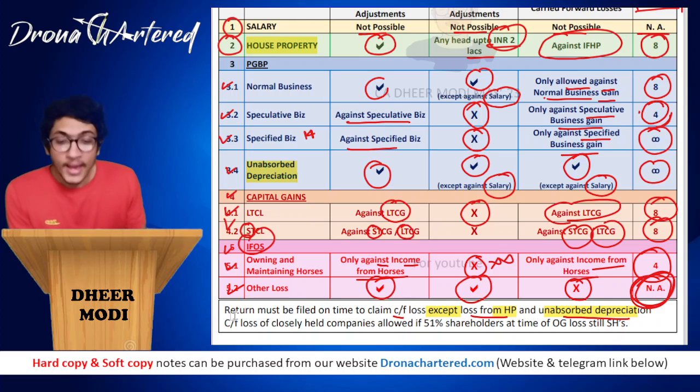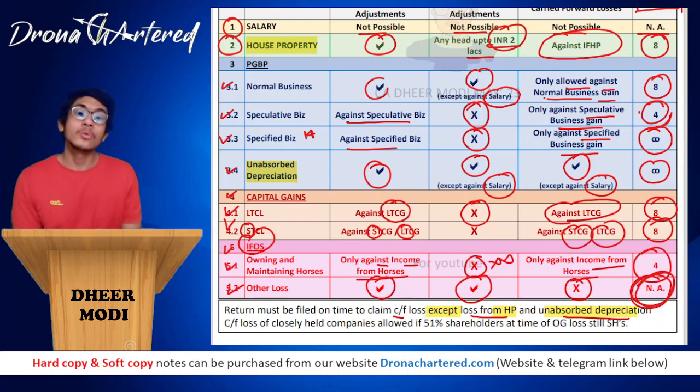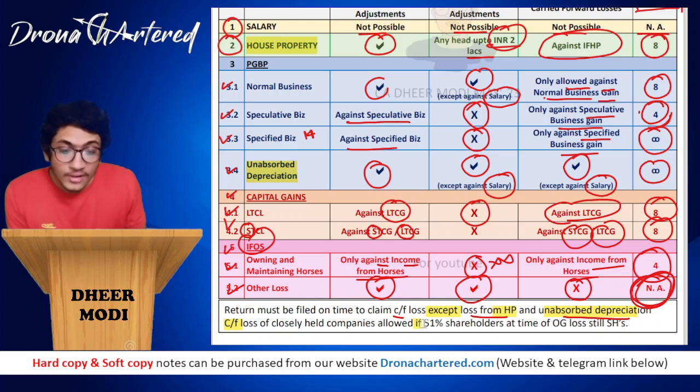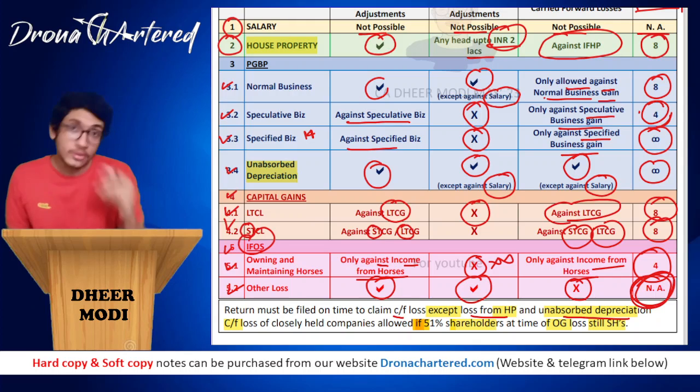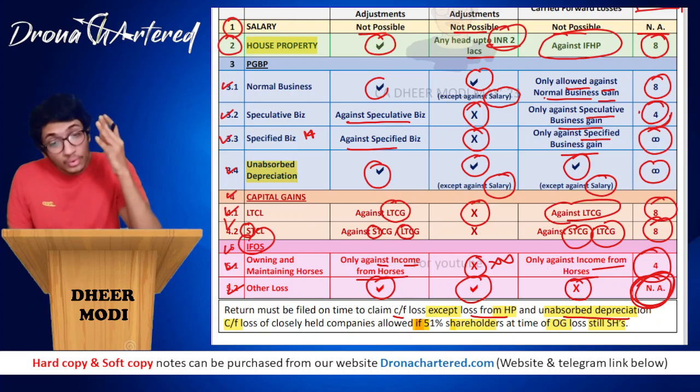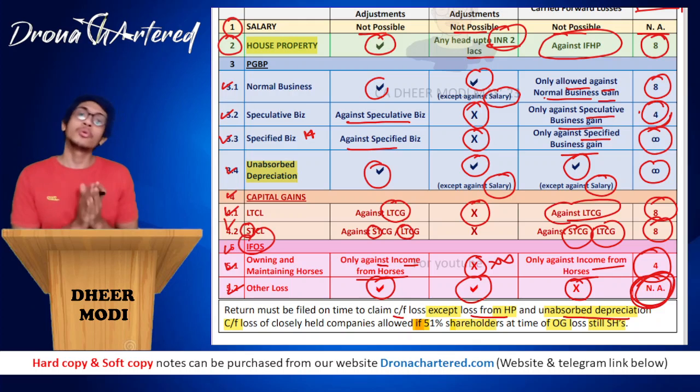And carry forward loss of closely held companies. Closely held companies are those that are not listed. So your carry forward will be allowed if 51% shareholders at the time of the original loss are still shareholders. That means when the loss actually took place, if 51% shareholders of that time are still my shareholders, then we will allow you to carry forward this loss. Otherwise, we will not allow you.